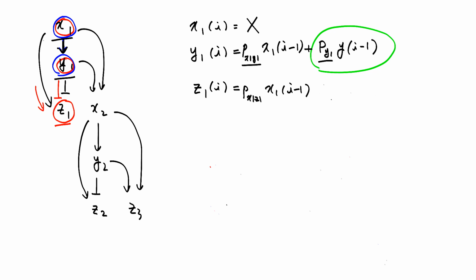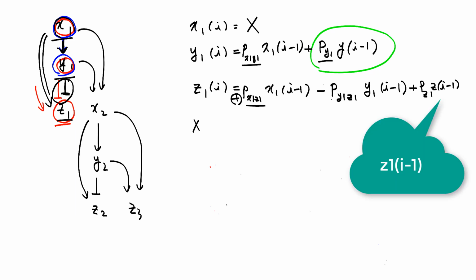p x1 z1. This arrow goes from x1 to z1. So we have x1, z1 plus, no, actually minus, because this is inhibition, right? This is activation, so for activation we have a plus sign. For inhibition, we should have a minus sign. So it's minus p y1 z1, y1 of i minus 1, and the degradation, which is p z1 z1 i minus 1. How about x2?